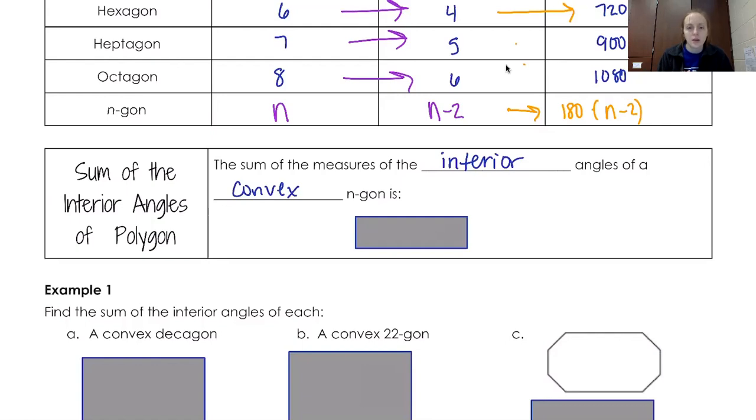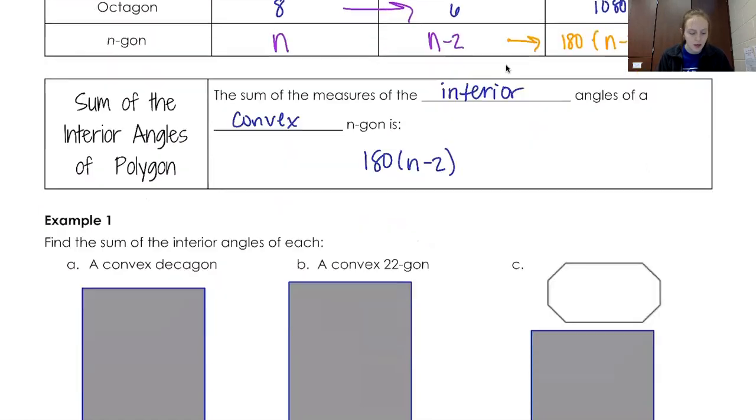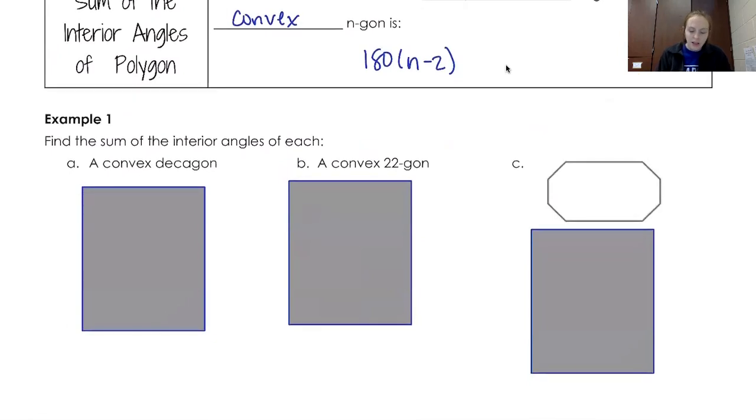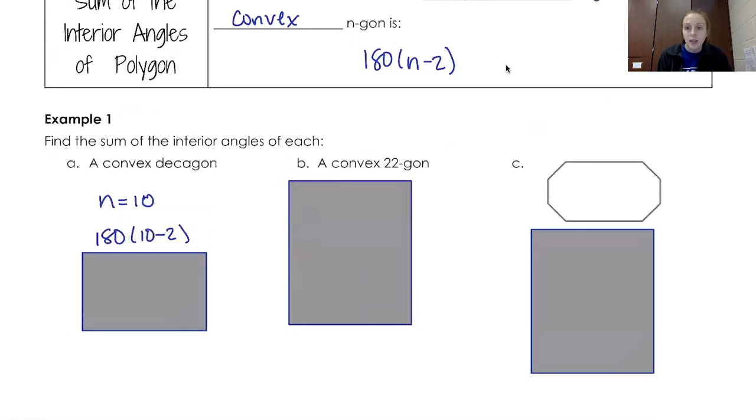So the interior angle sum is 180 times n minus 2, where n is the number of sides, which is the same thing as the number of angles or vertices. So for example, find the sum of the interior angles of each. A convex decagon. A decagon has 10 sides. So I take 180 times 10 minus 2, which is 180 times 8, and that gives me 1,440 degrees.